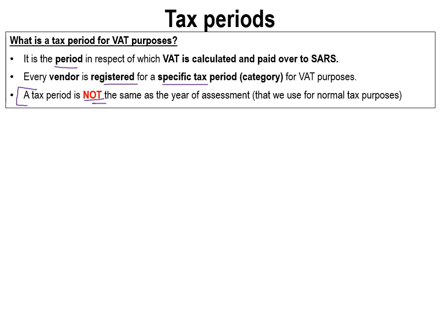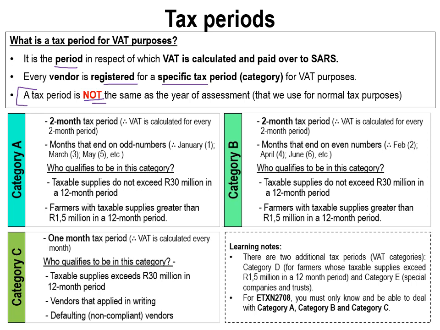The year of assessment refers to the annual period during which a natural person or a company does a taxable income calculation. So the framework: gross income less exemptions is income, less deductions equals taxable income. A tax period is VAT specific. Now there are a few categories, and for our purposes we are only going to focus on three of those: category A, B and C. You will learn about the rest a bit later.